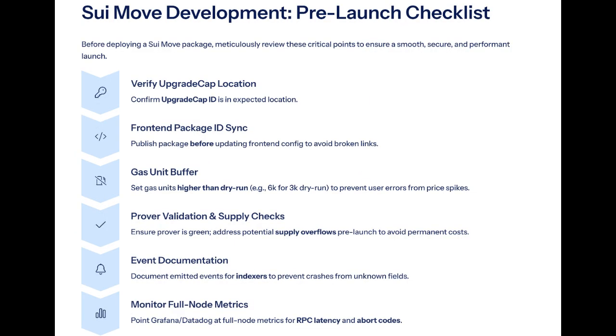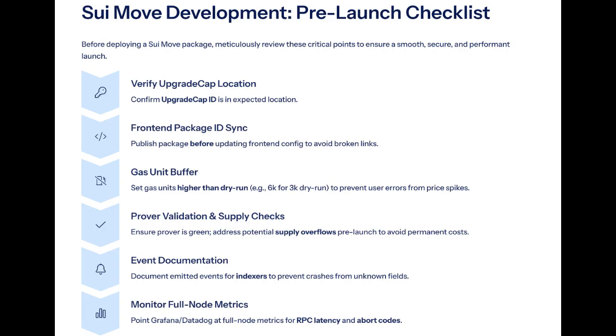Before you even glance at the ledger screen, walk the checklist. Is the upgrade cap right where you think it is? Confirm by sui client object. Did marketing freeze the package ID into the front-end config before publish? If yes, the app will point to an object that doesn't exist. Swap order: publish first, then commit the ID.